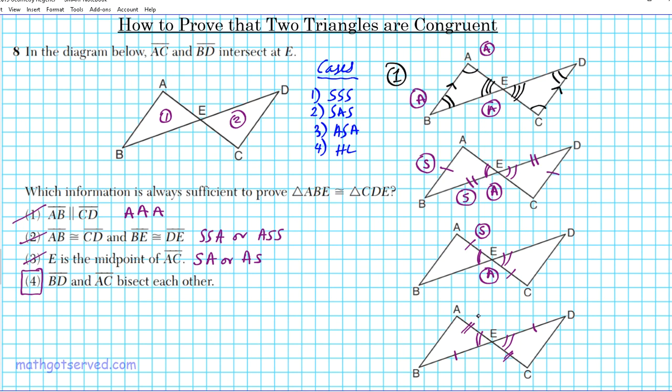What do we have? We have a pair of sides that are congruent, AE and EC, a pair of angles that are congruent, A, and then two sides that are congruent, S. SAS. Is this a congruency postulate? Absolutely. SAS is a congruency postulate. So with this diagram right here, if BD bisects AC, we have side angle side, and that is sufficient to prove that triangle ABE is congruent to triangle CDE. Okay? So that is how you prove that two triangles are congruent, at least one of the ways.